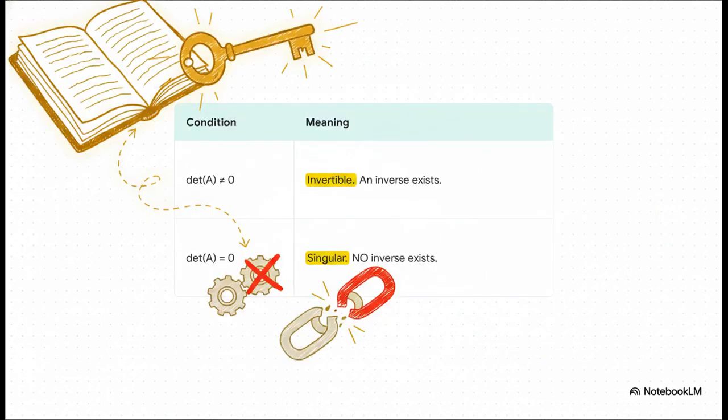Now, here's the big catch. Not every matrix gets an undo button. The fate of the inverse all comes down to a single, special number called the determinant. If that determinant is anything other than 0, you're in business. An inverse exists, and we call the matrix invertible. But if that determinant is 0, game over. No inverse exists. The transformation can't be reversed, and we call that matrix singular.